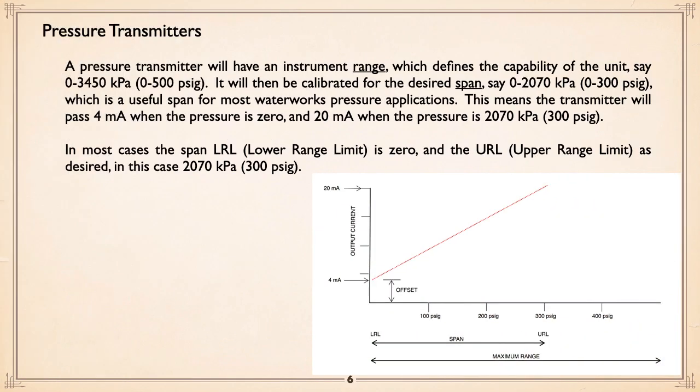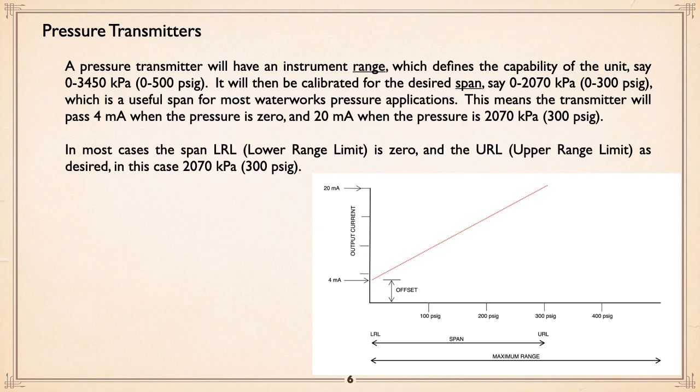Pressure transmitters will have an instrument range which defines the capability of the unit, say 0 to 500 psi. It'll then be calibrated for the desired span, say 0 to 300. In other words, we don't need or want the full thing. So we'll calibrate it where 4 to 20 is 0 to 300 psi.